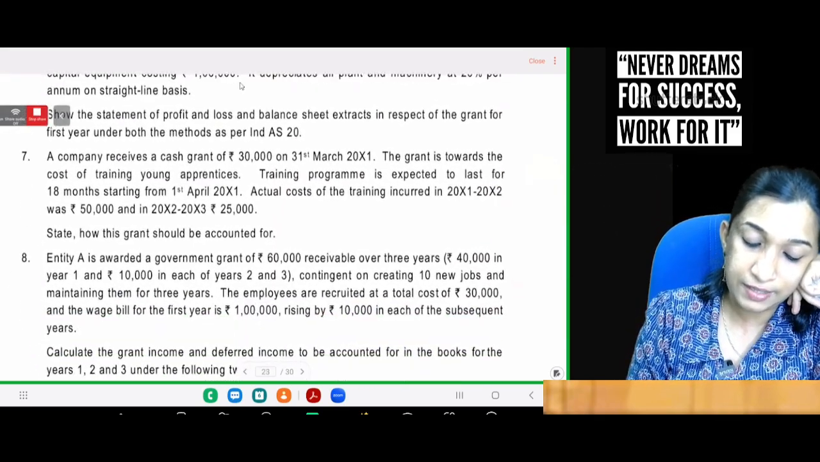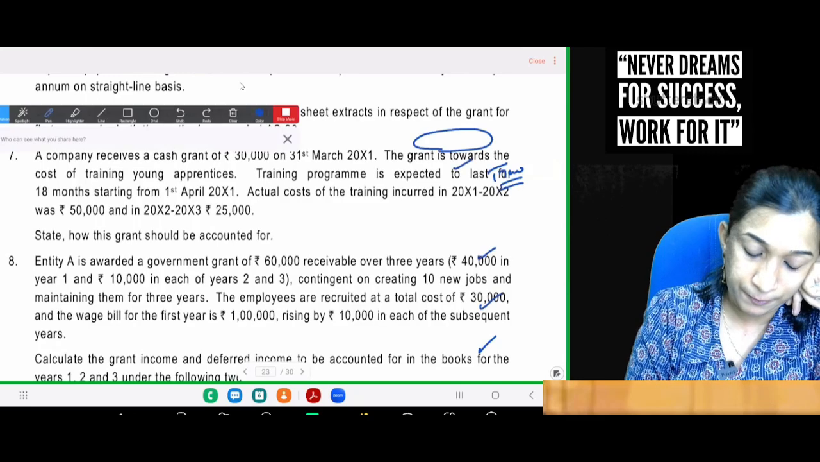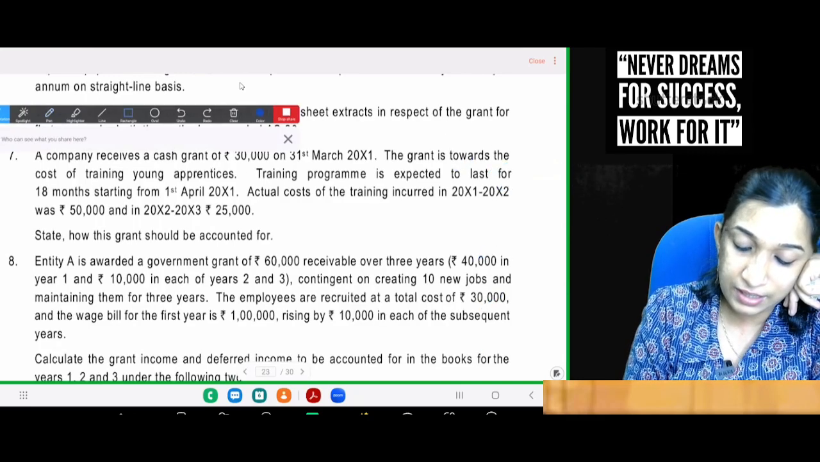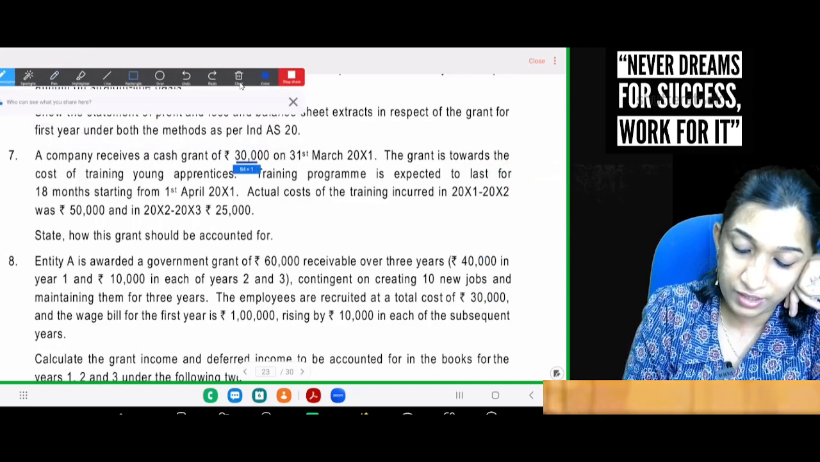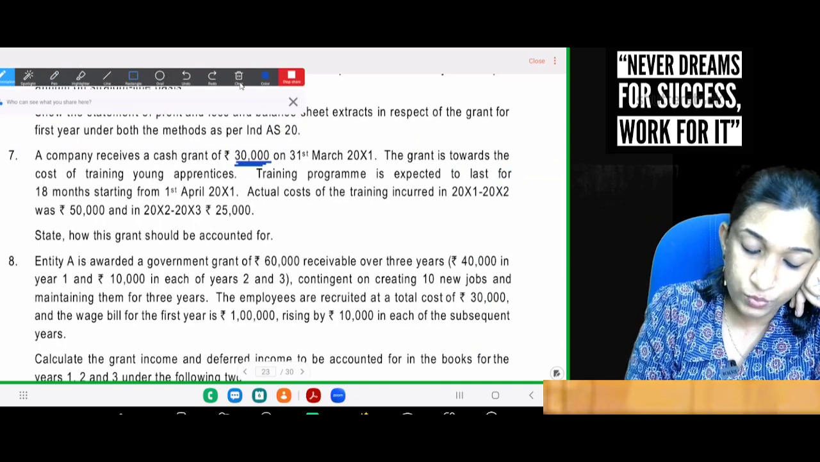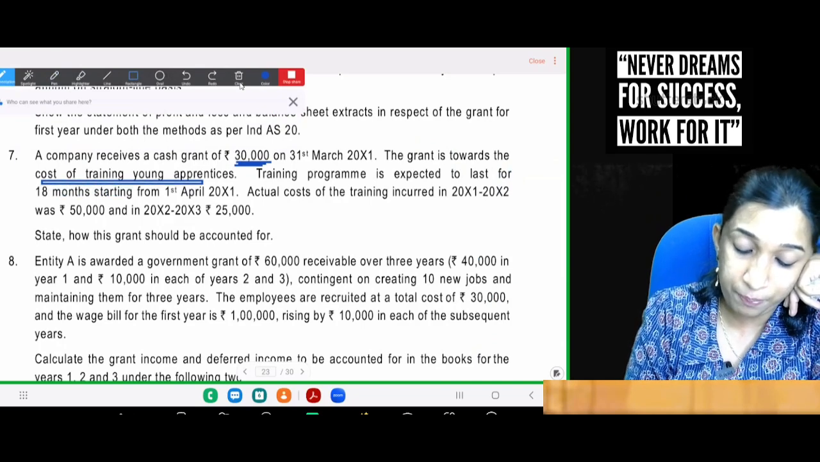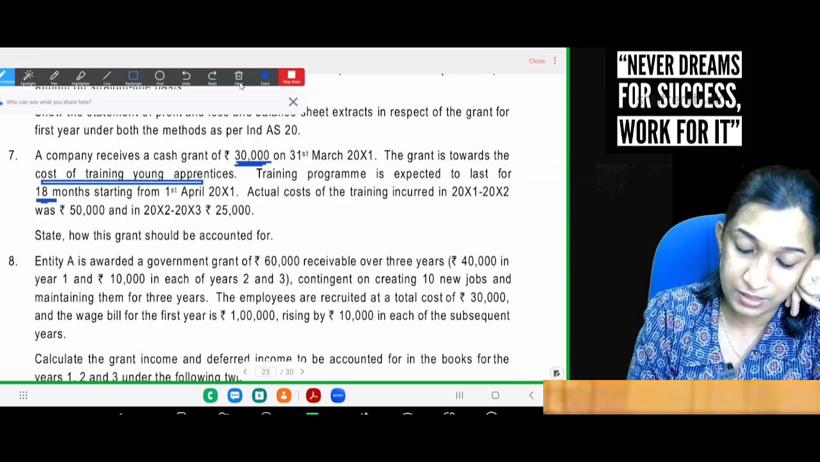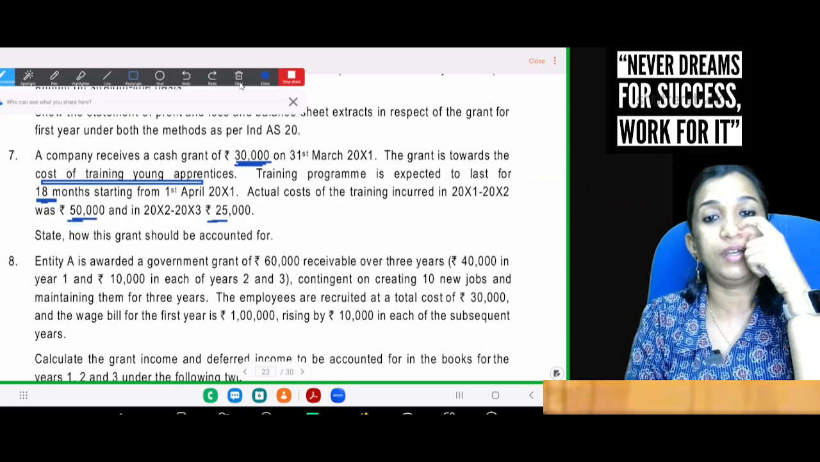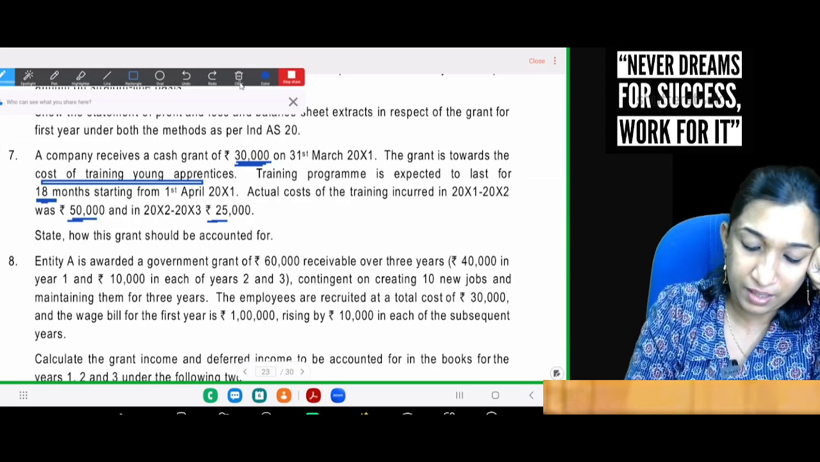Next, question number 7. A company receives a cash grant of 30,000. The grant is towards the cost of training young apprentices. The training program is expected to last for 18 months. The actual cost of training is 50,000 and 25,000. How will this grant be accounted?